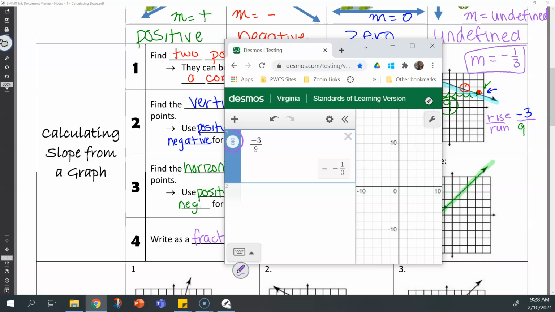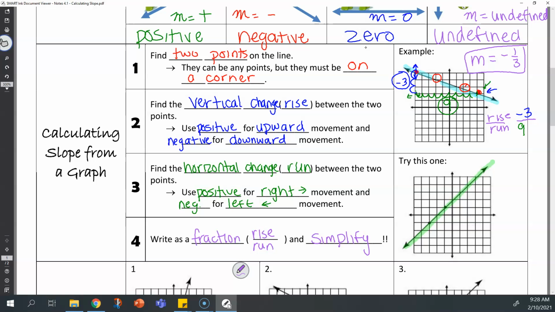Slopes are frequently fractions. Sometimes they're whole numbers, but getting a fraction in this case is not a problem.